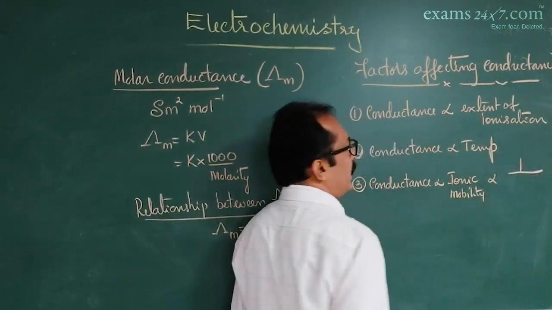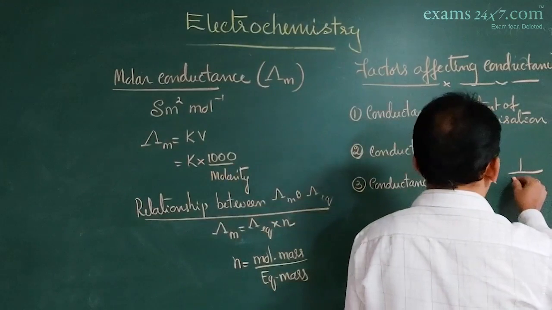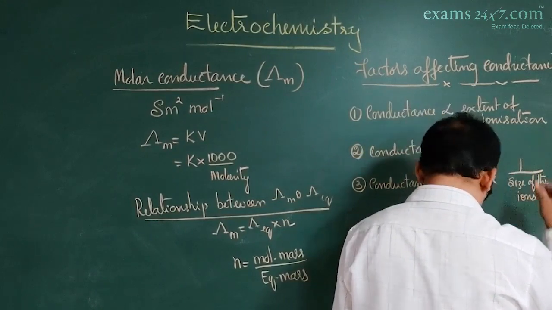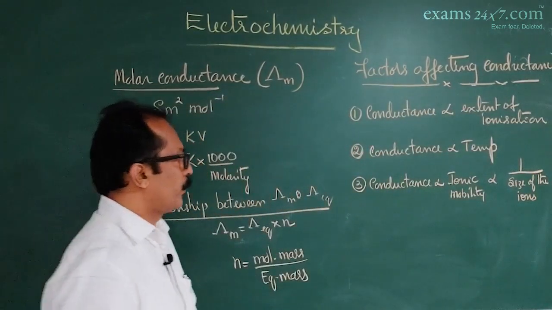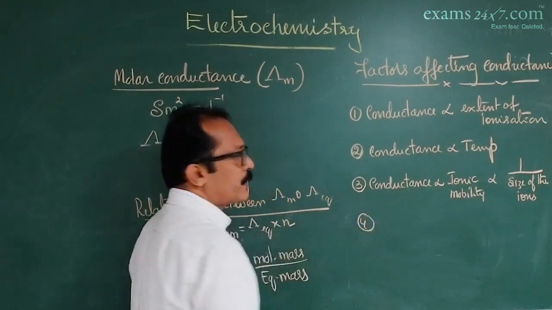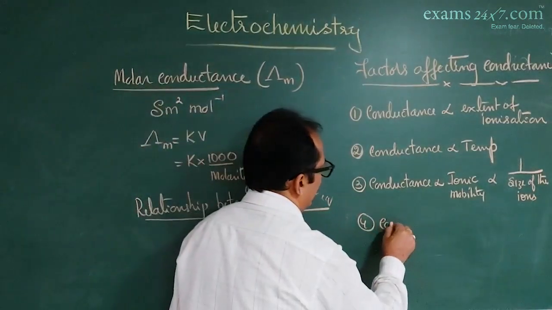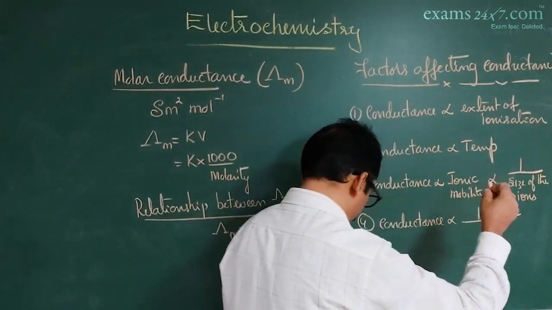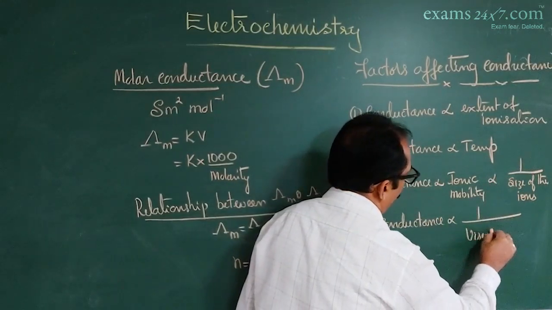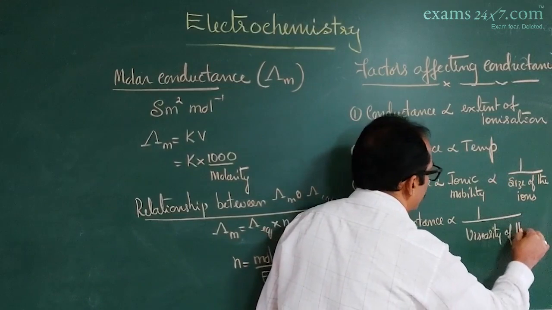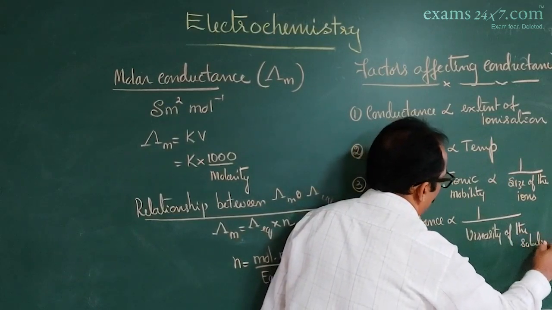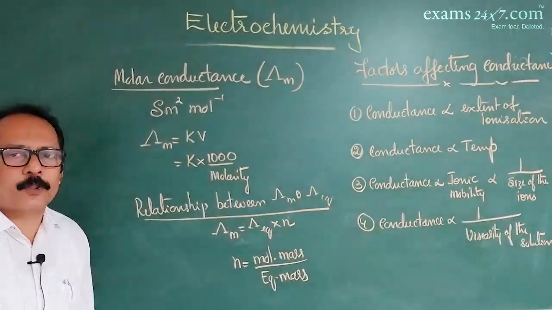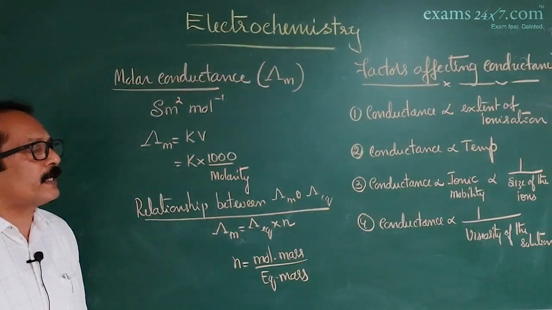Conductance is inversely proportional to the size of the ion, or ionic size. And one more factor is the viscosity of the solution. Conductance is inversely proportional to the viscosity of the solution. And also it depends on the nature of the electrolytes. So these are the factors affecting conductance.